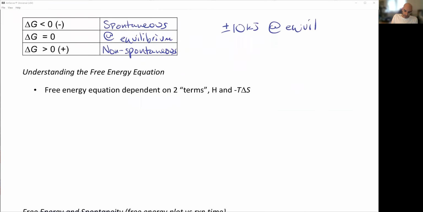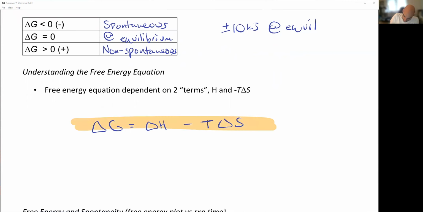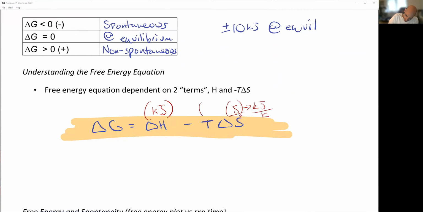So, understanding the free energy equation. Free energy has two terms. My delta G is equal to delta H minus T delta S. Again, this is the big equation that we're looking at. Of those two terms, let's just do units quickly. Typically, we're going to report delta H in kilojoules, and delta S is going to be measured in joules per Kelvin, which we typically convert to kilojoules per Kelvin, because then we're going to multiply by temperature, which is going to be in Kelvin.